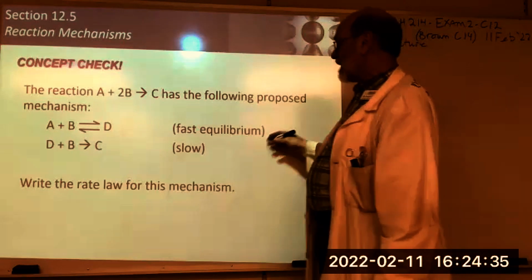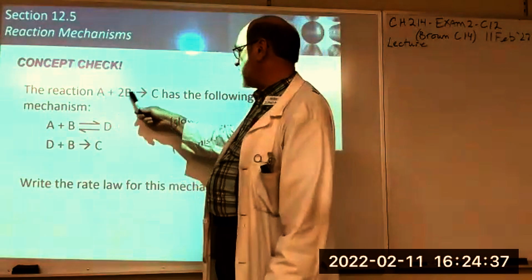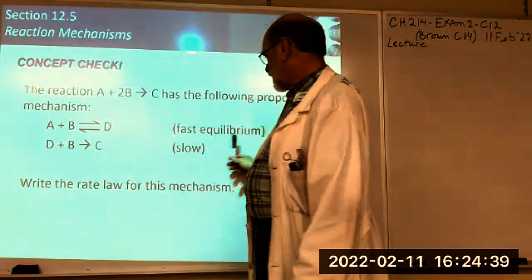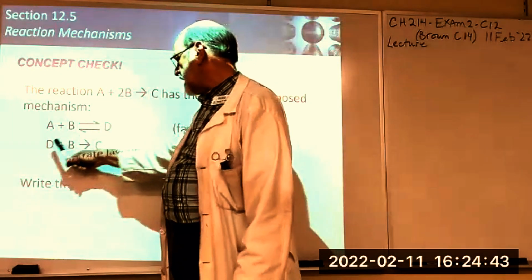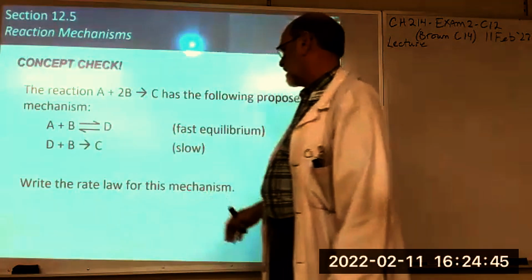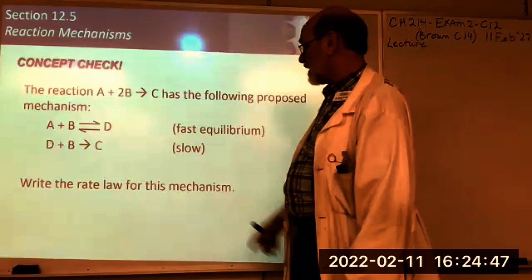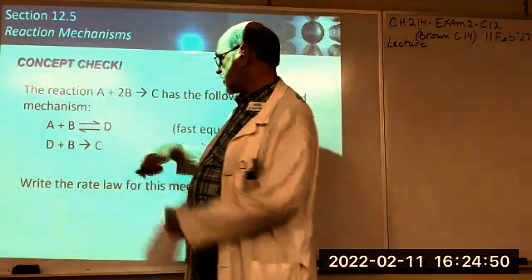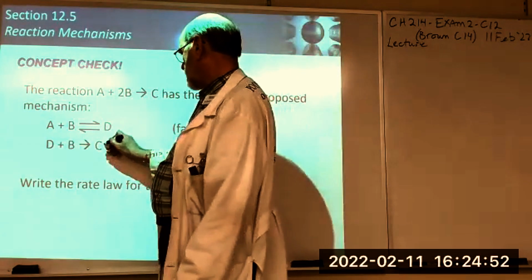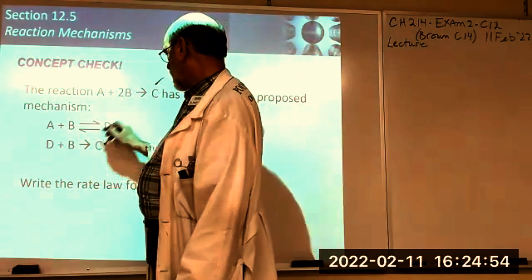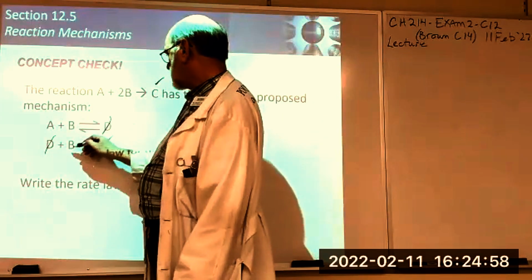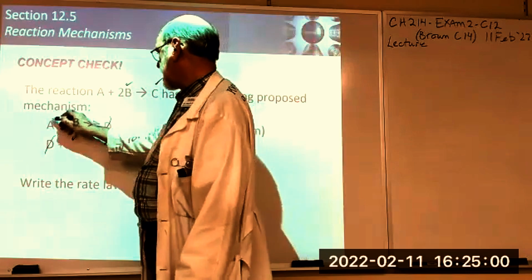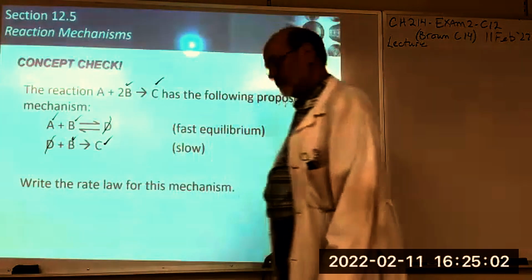If we have this reaction, A plus 2B gives C, and these are the elementary steps, A plus B equals D and D plus B equals C. First of all, can you add those together and get this? There's our C. The D's cancel, one on either side. 2 B's and an A. So we met that condition.